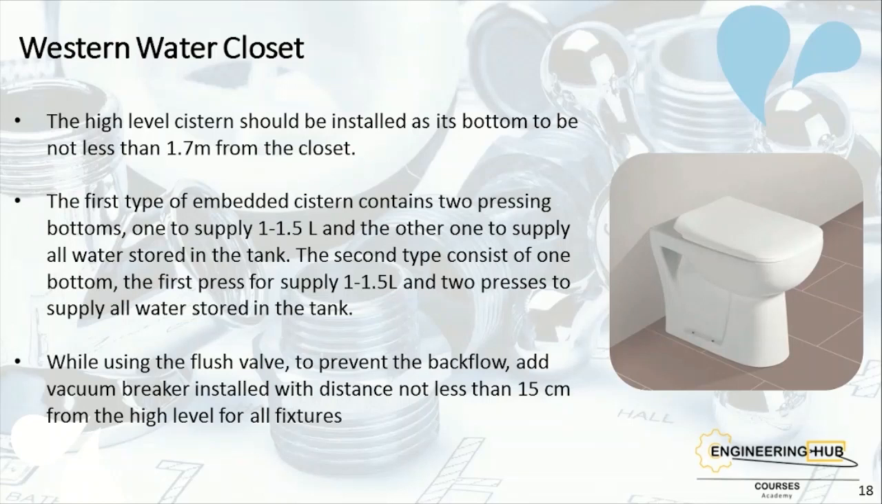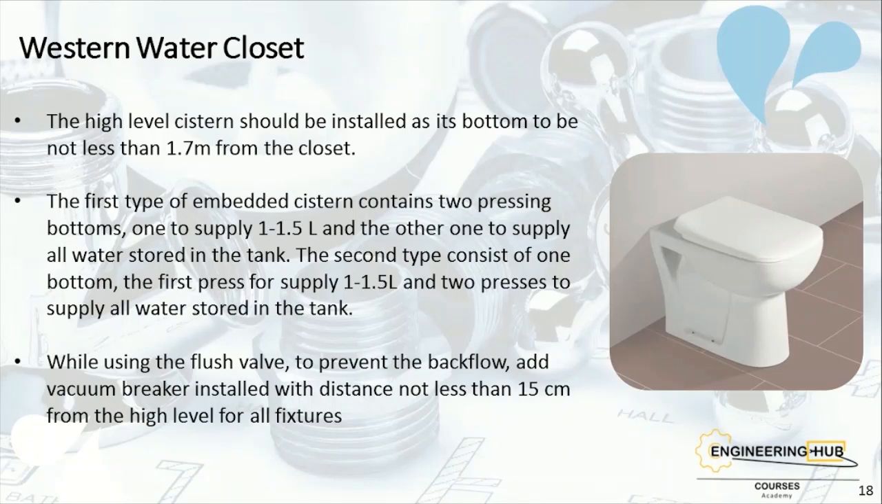And the second type of cistern consists of only one button with two presses. The first press supplies 1 to 1.5 liters, and the second press supplies all the water stored in the tank. And the cover used, its material is mainly chrome.